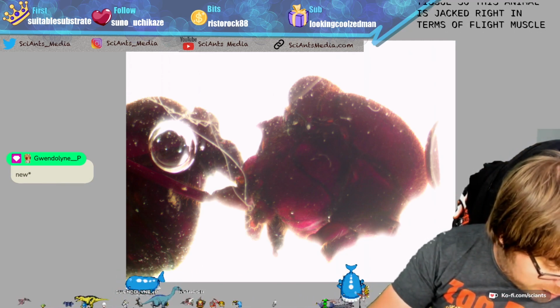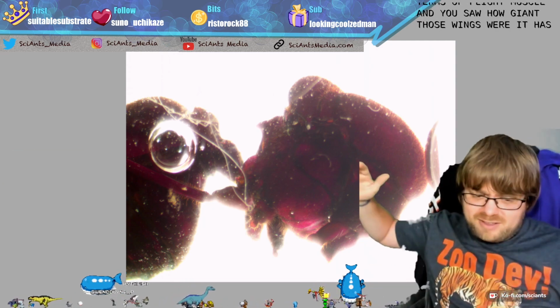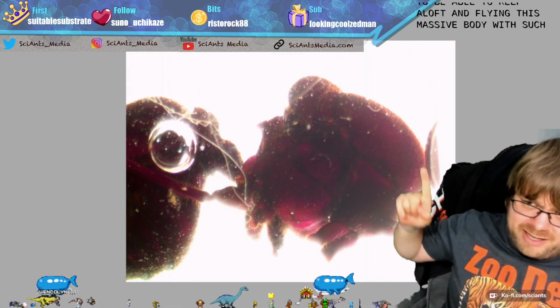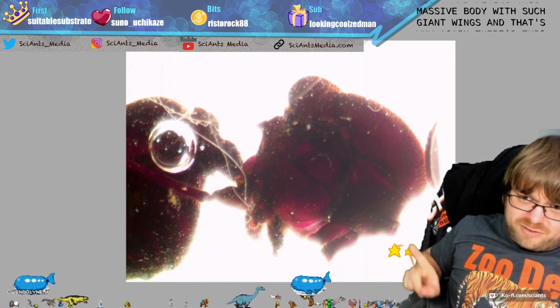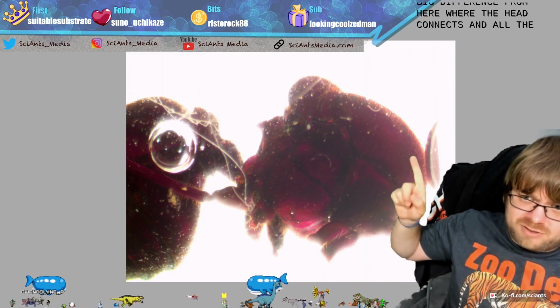So this animal is jacked, right, in terms of flight muscle. And you saw how giant those wings were. It has to be able to keep aloft and flying this massive body with such giant wings, and that's why, again, there's this big difference from here where the head connects and all the way up. That is all filled with muscle tissue.